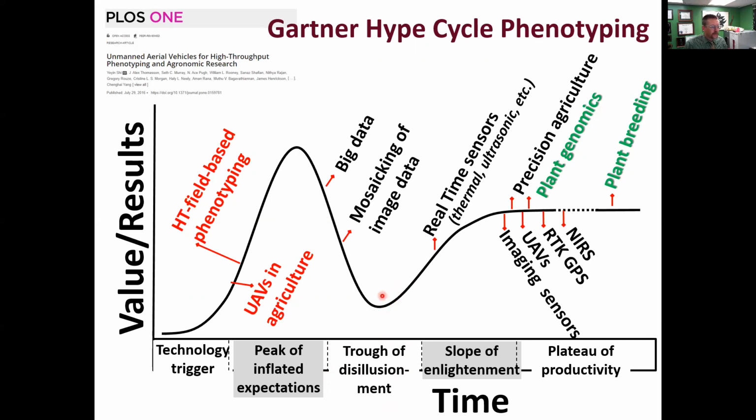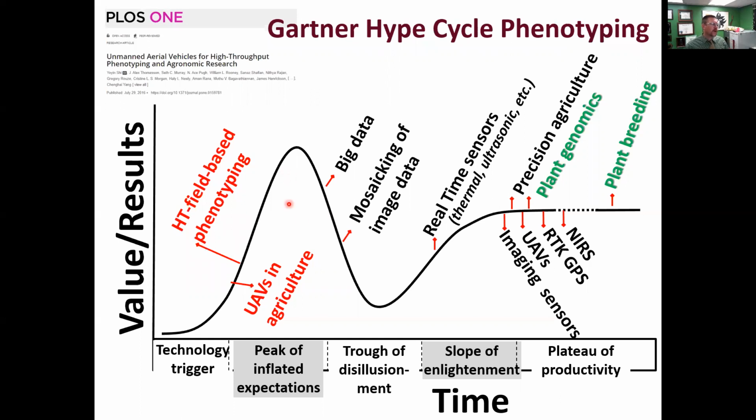Meanwhile, there's the slope of enlightenment. That is, people who are still working on the problem are making actual important gains. And then there's a plateau of productivity where these things actually work and are useful. So UAVs in agriculture and high throughput field-based phenotyping is still here at the technology trigger and the peak of inflated expectations. I just told you how great this is.